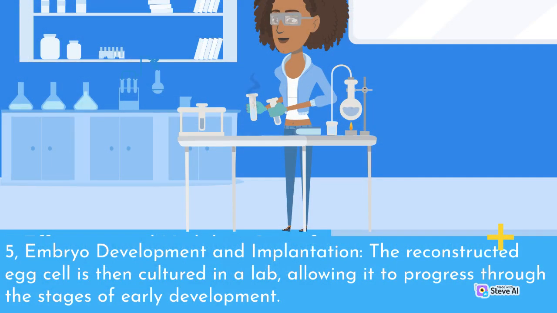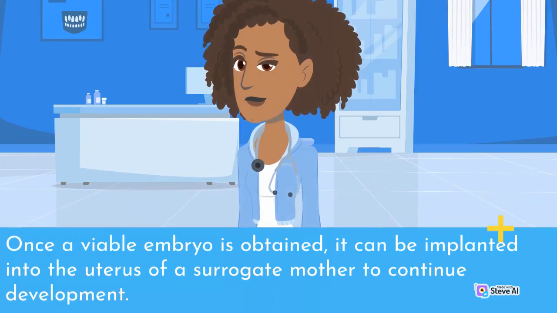5. Embryo development and implantation. The reconstructed egg cell is then cultured in a lab, allowing it to progress through the stages of early development. Once a viable embryo is obtained, it can be implanted into the uterus of a surrogate mother to continue development.